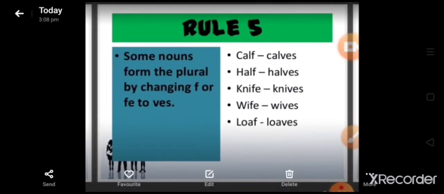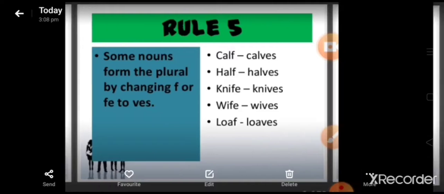Rule number 5: some nouns form the plural by changing f or fe to ves. So always remember, when the noun ends with the letter f, we transform it into ves in the plural form. So calf, calves; half, halves; knife, knives; wife, wives; loaf, loaves.